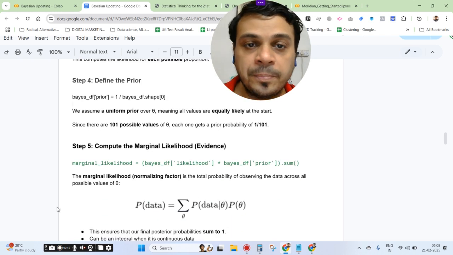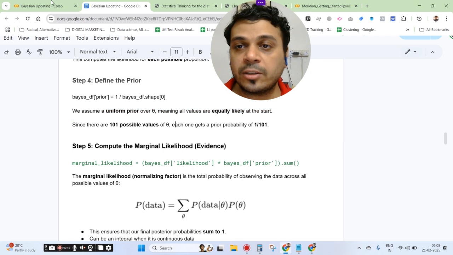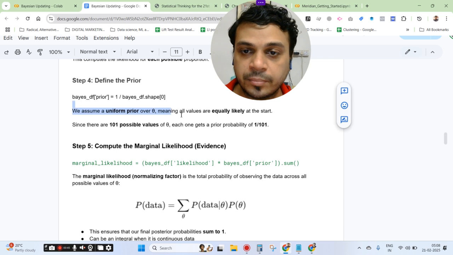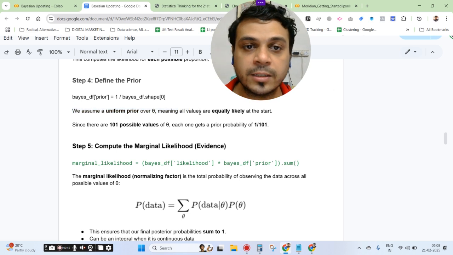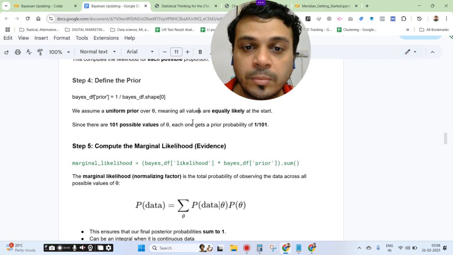So that's a constant prior. This actually constitutes what's called a uniform distribution, 1 divided by b minus a. It's a uniform distribution and all the values are equally likely.